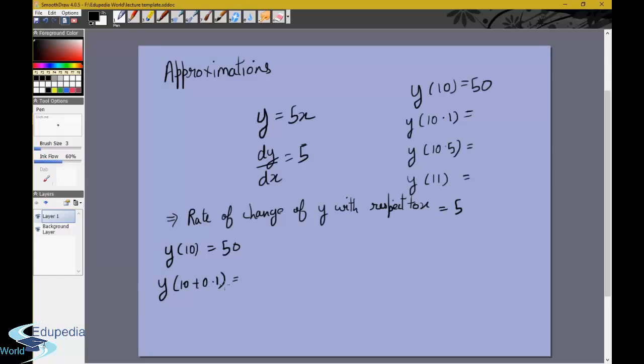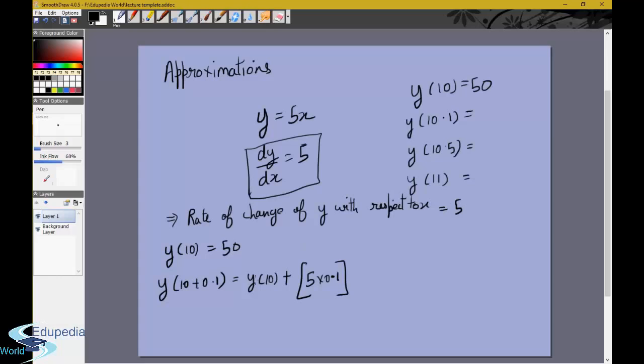Right. Now what we can do is write this as y of 10 plus something. And what is this something which we need to write here? So at x is equal to 10, the value of y is 50, which is y of 10. Now as x increases by an amount 0.1, so we have changed x by a small amount. As x changes, y changes 5 times as fast, right? So if x changes by 0.1, y will change by 5 times 0.1. Because that's the original meaning of dy by dx is equal to 5. The rate of change of y with respect to x is 5.